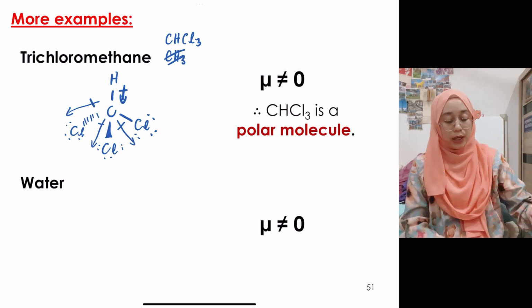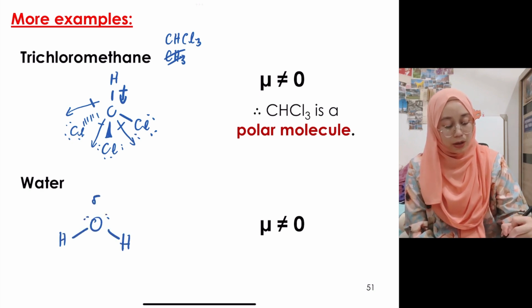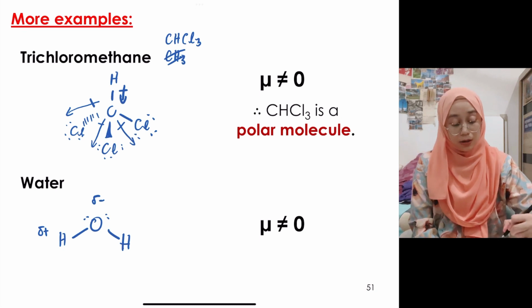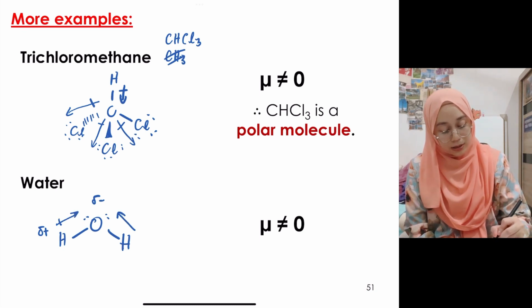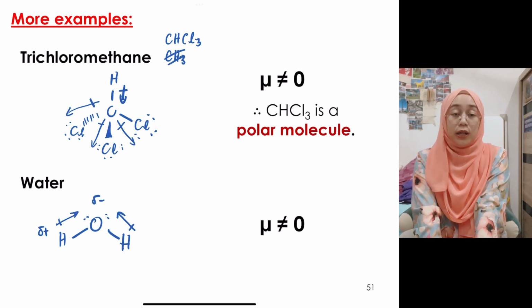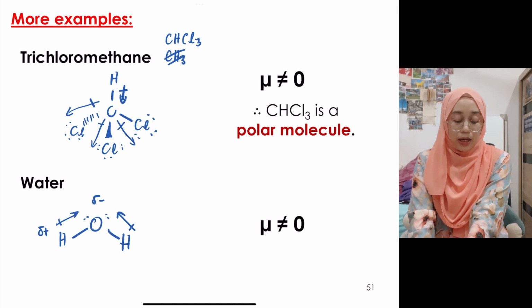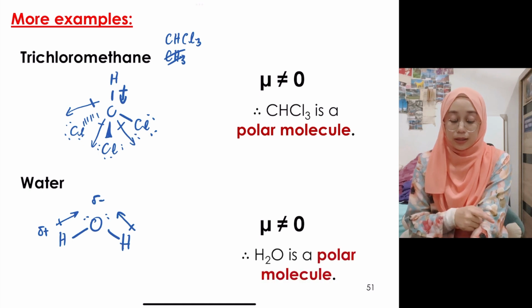So let's have a look dekat water pula kelas. So water bentuk dia bent kan? Water bentuk dia bent. So kalau water, oxygen is partially negative, kita punya hydrogen adalah partially positive. So kita punya dipole moment ke arah oxygen. Okay, ini ke arah oxygen. Okay, so untuk yang ni pun dipole moment dia tak boleh nak cancel off one another. Okay, so bila dia tak boleh nak cancel off one another, so the mu does not equals to 0. So water is a polar molecule.